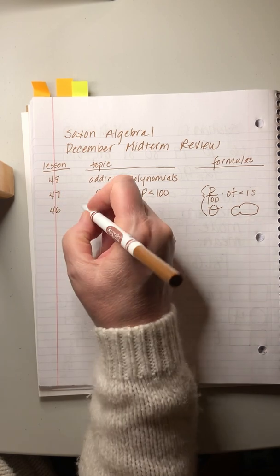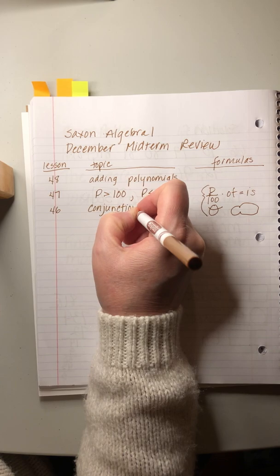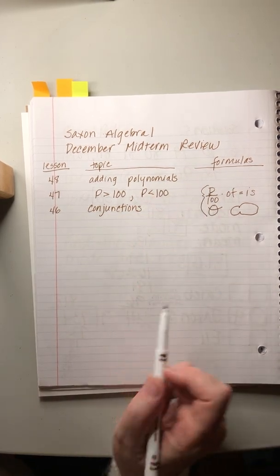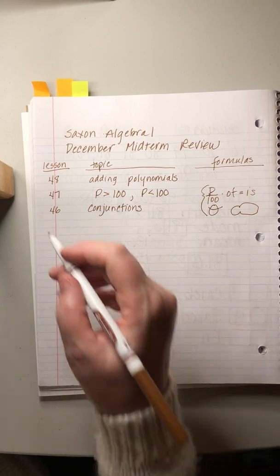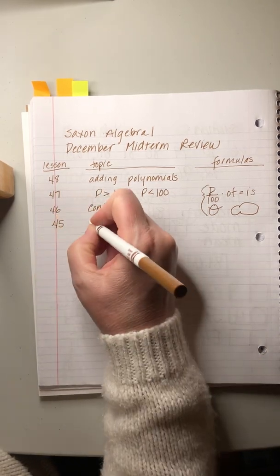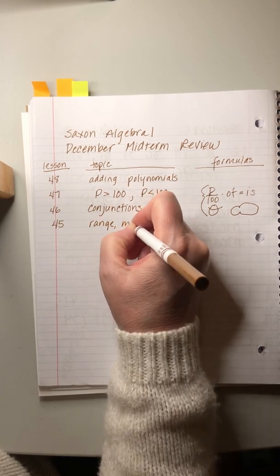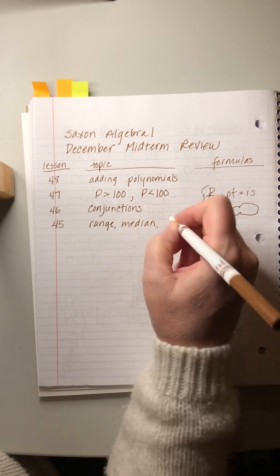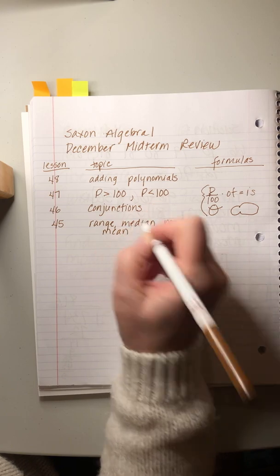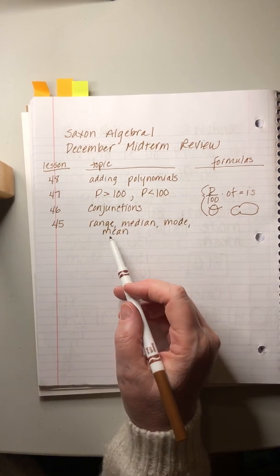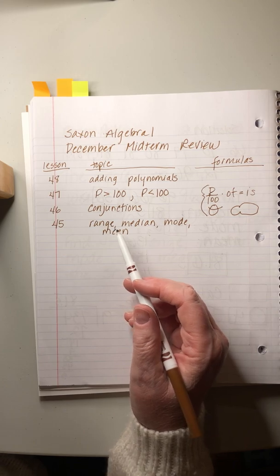46, conjunctions. That's the number line business. Yes. No formula to those. You just have to know how to draw the number line and graph in the solution. 45. Range, median, mode, and mean. Yes. Those guys don't have formulas. You just have to understand the concept. So make sure that you can work those.